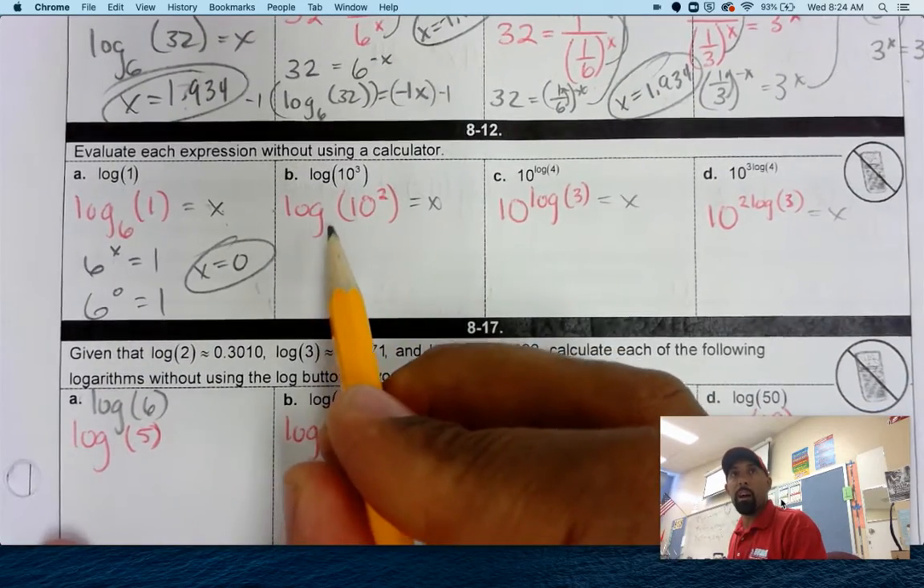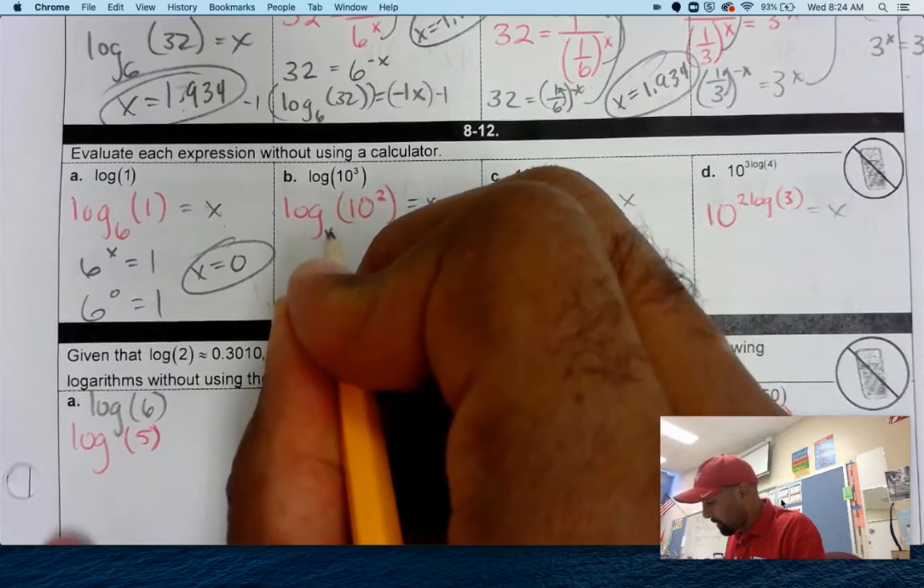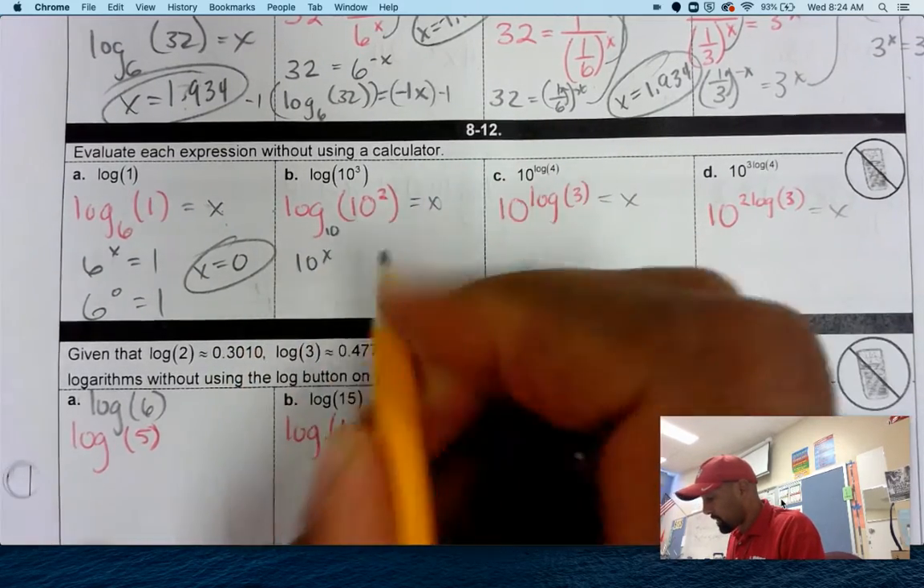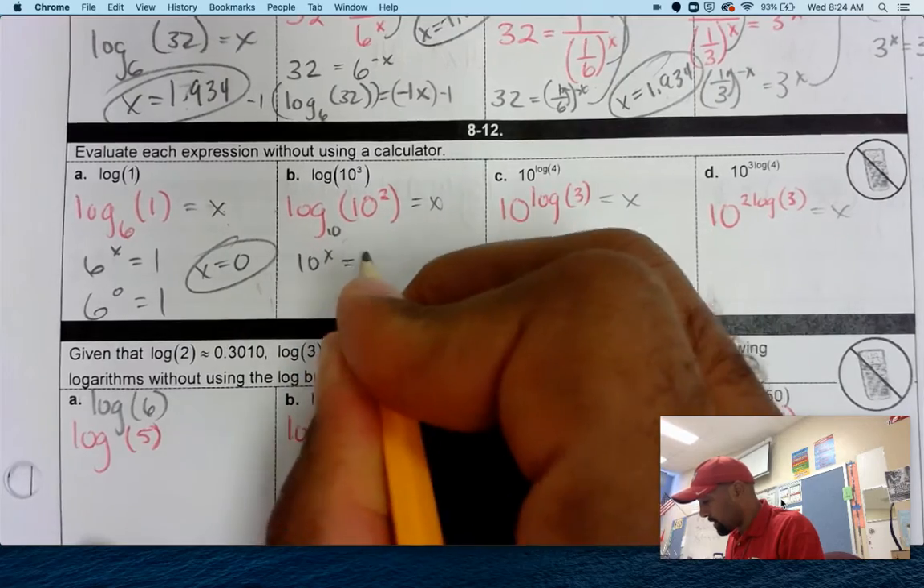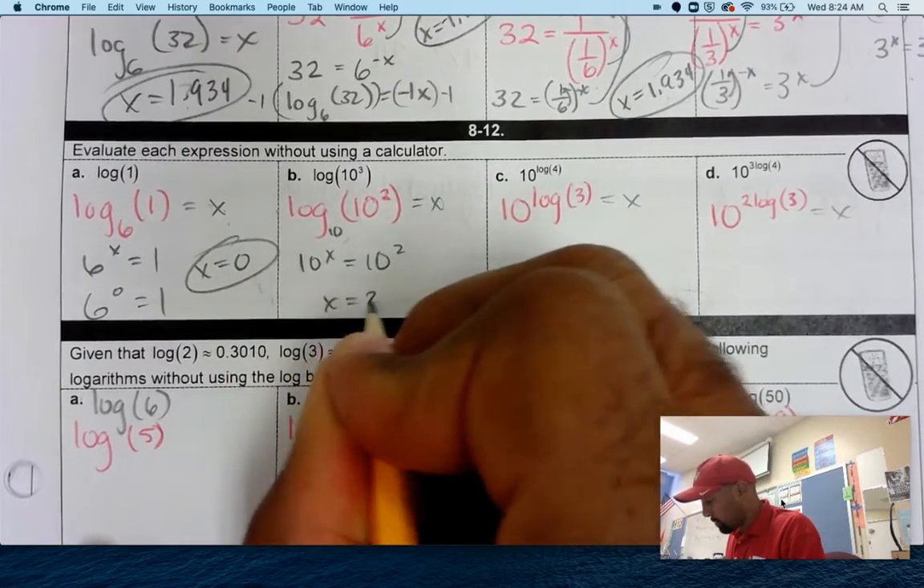Now remember, if there is no base here, that means the base is automatically 10, right? So this is 10 to the x, and I'm going to put this in exponential form. 10 to the x is equal to 10 squared. If they're the same base, that means x equals 2.